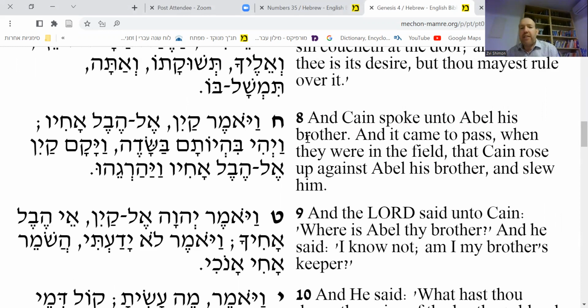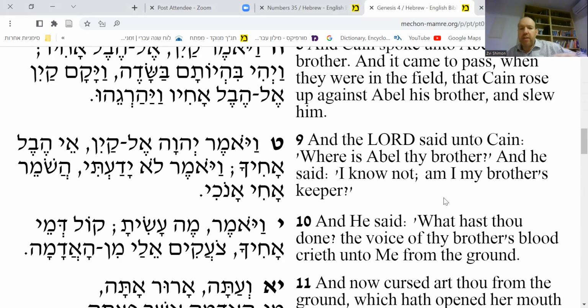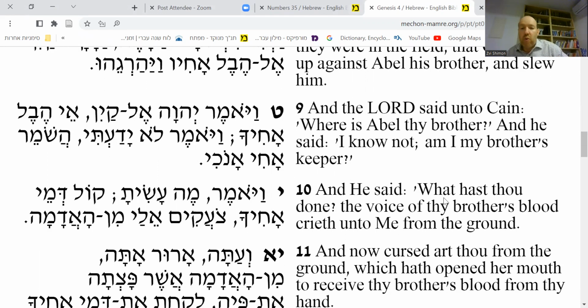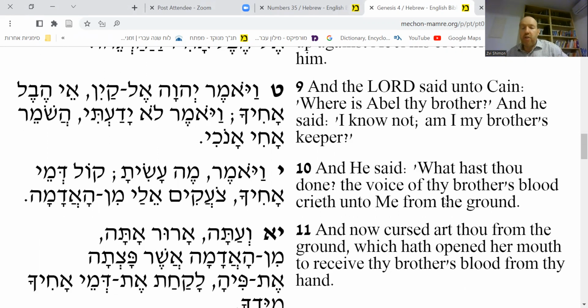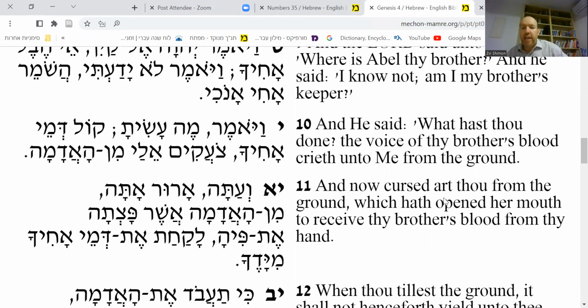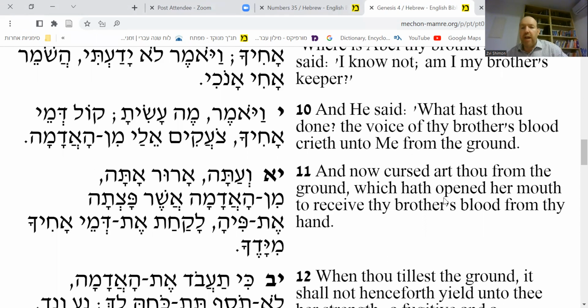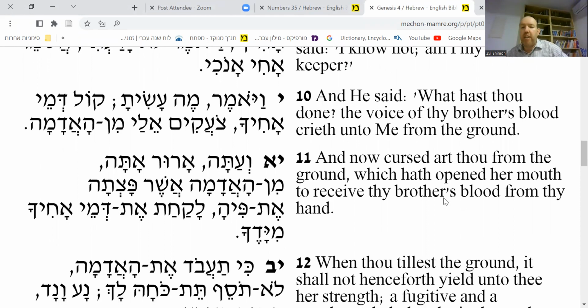And Cain spoke unto Abel his brother. And it came to pass when they were in the field that Cain rose up against Abel his brother and slew him. And the Lord said unto Cain, where is Abel your brother? And he said, I know not. Am I my brother's keeper? And he said, what have you done? The voice of your brother's blood cries unto me from the ground. And now cursed are you from the ground which has opened her mouth to receive your brother's blood from your hand.